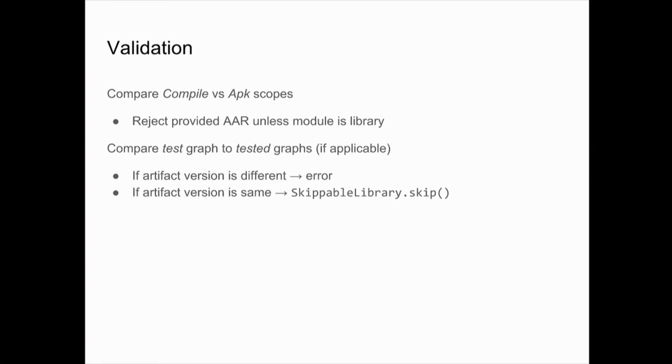We do support that if you're building a library because you could have a dependency where it's up to the consumer to figure out whether or not they want to include it. We don't support that at the app level, so we have a quick check to make sure that you don't have that kind of dependency only in your compile tree and not in the runtime graph. We also compare the test and the tested dependencies.